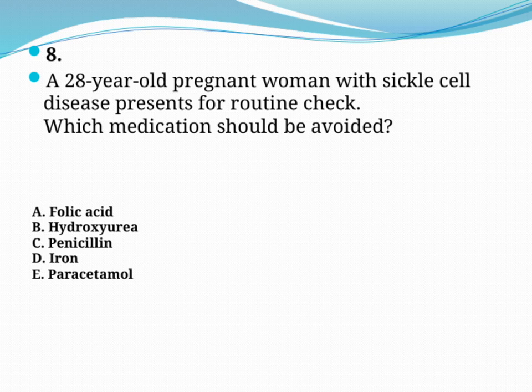Now, considering all of these, the critical question is, which medication should be avoided in a pregnant woman with sickle cell disease? The answer is hydroxyurea. It's known to be teratogenic, meaning it could harm the developing fetus. Therefore, in this context, hydroxyurea should be avoided to ensure the safety of both the mother and the baby. This highlights the importance of carefully choosing medications during pregnancy, especially in conditions like sickle cell disease.